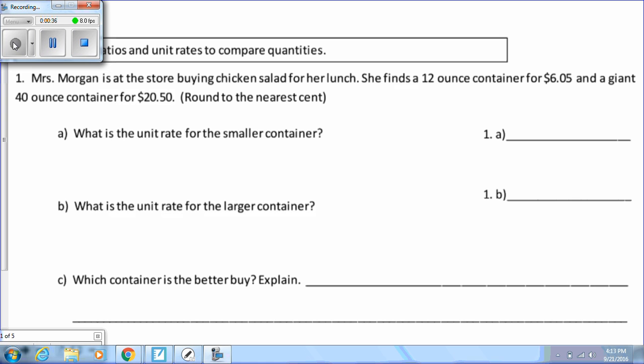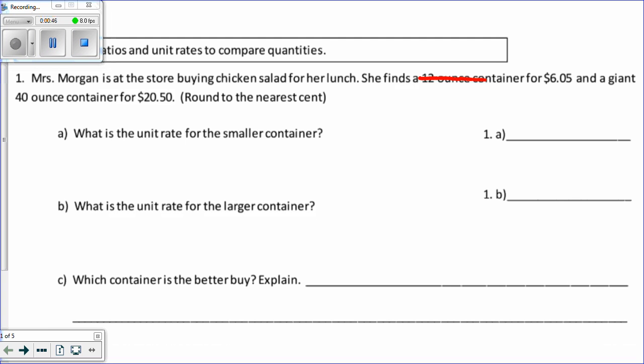A unit rate means there's a 1 in the denominator. So we want to find the unit price of the small container. Up here it says the small container is 12 ounces for $6.05. All right. So we need to find the unit rate using that amount. So we should have money on top, ounces on the bottom, because we want to find a unit rate. It's telling us to round to the nearest cent, so we need to find the price per ounce.